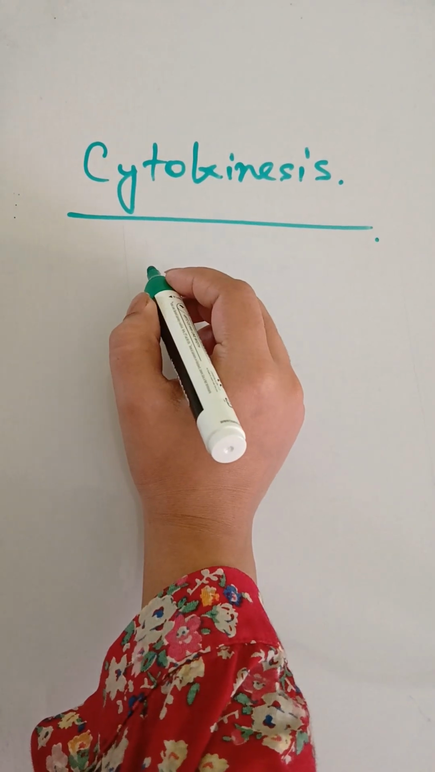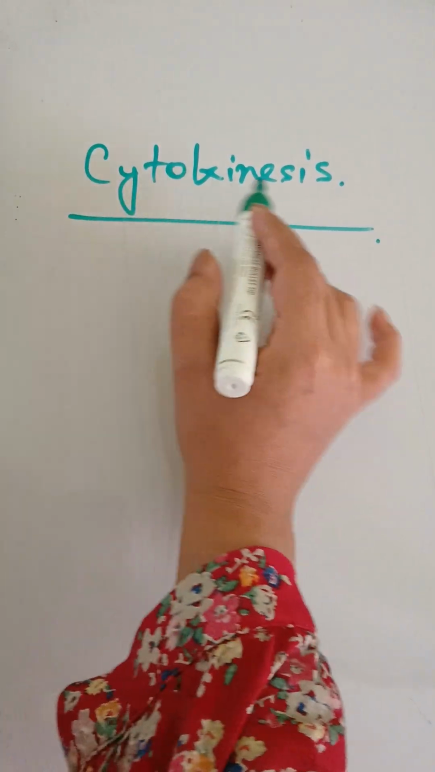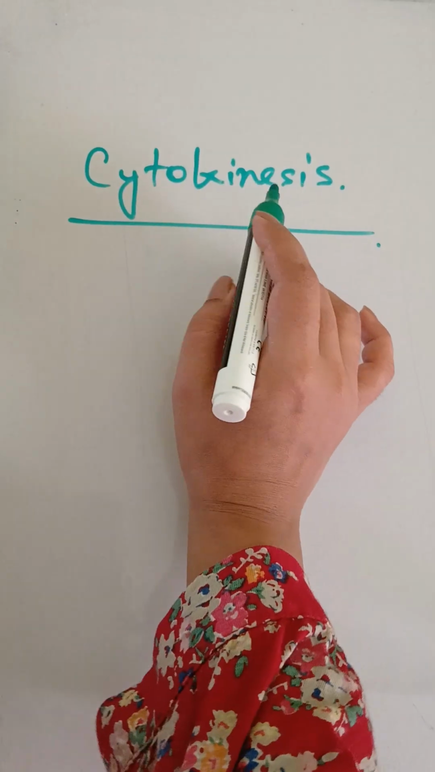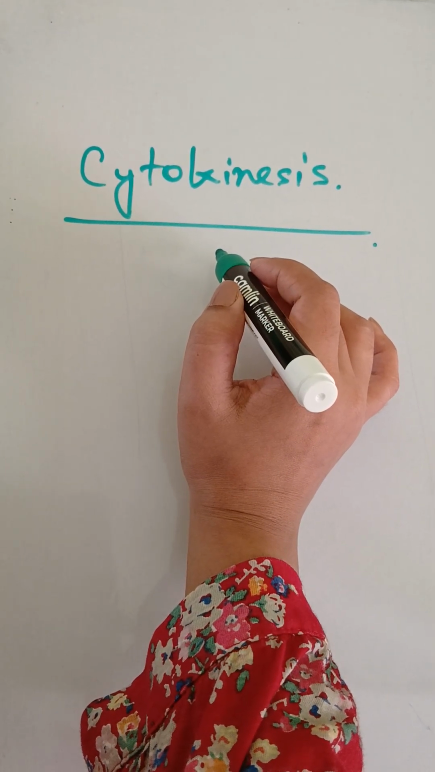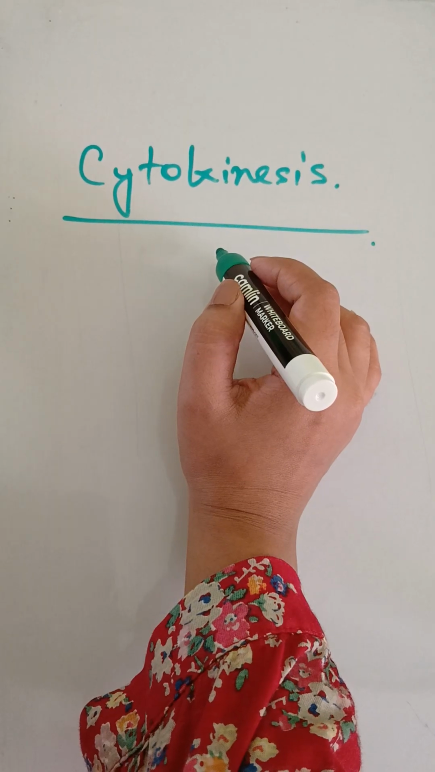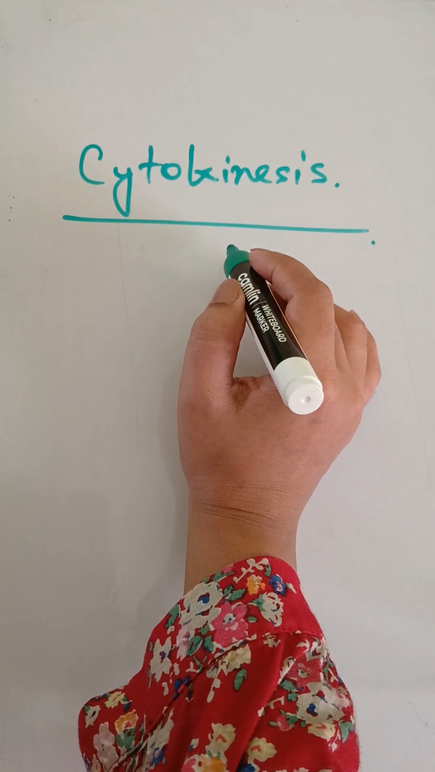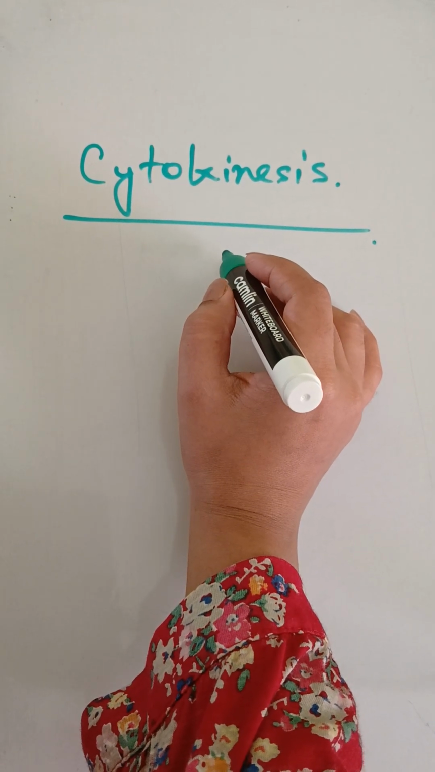Welcome back. In today's video, I'll be talking about the cytokinesis process, which is nothing but the cell division after completion of replication and segregation of the chromosome and their movement towards the two poles of the newly formed cells.